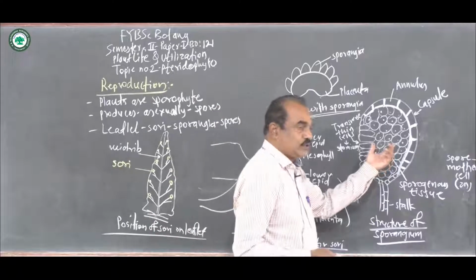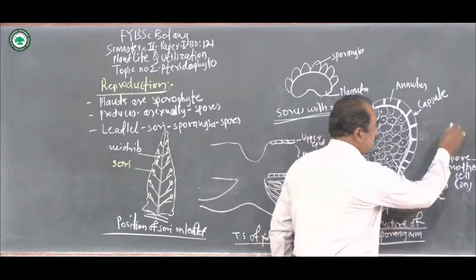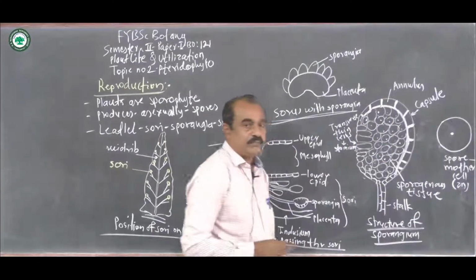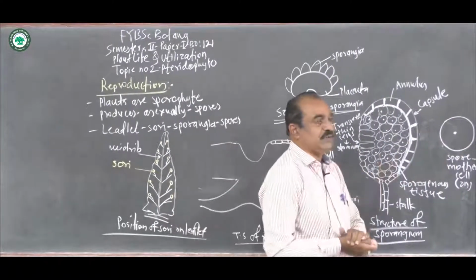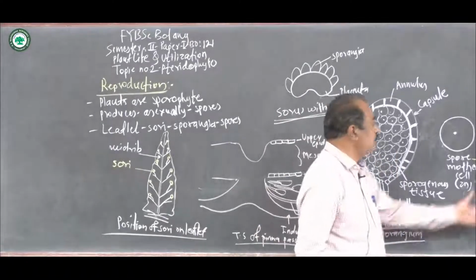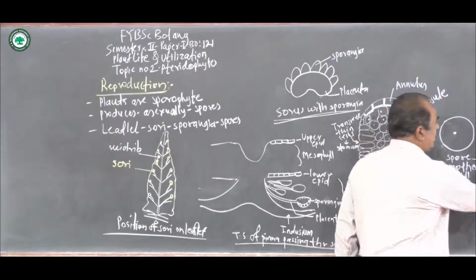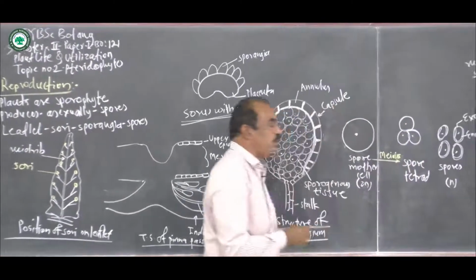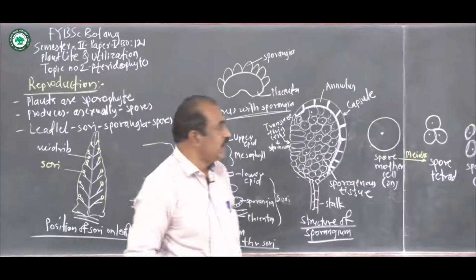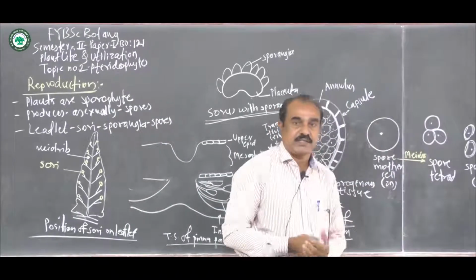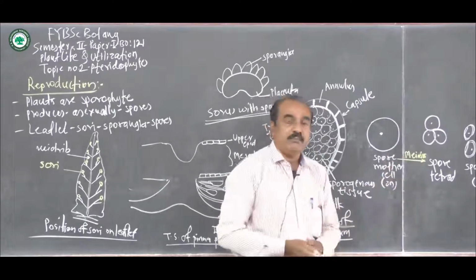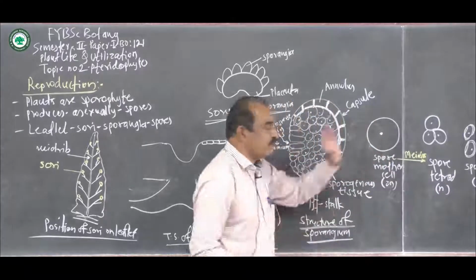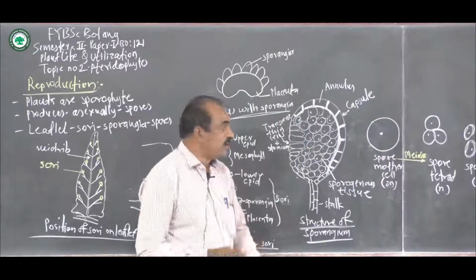Now, this sporogenous tissue acts as the spore mother cell. Initially, it is diploid. This spore mother cell divides meiotically into a spore tetrad. These are the 4 cells, 3 from the front side and 1 from the back side. They are formed after meiosis, so they are haploid in nature. So, this is the spore mother cell, which is also called the sporogenous tissue.